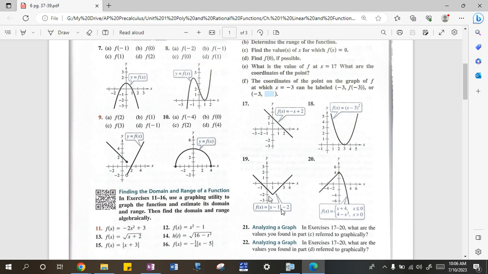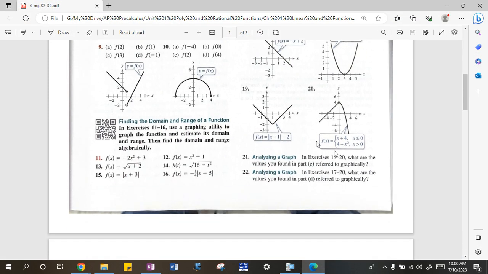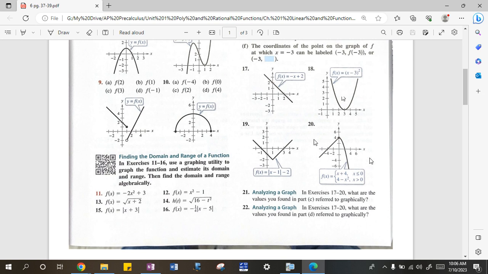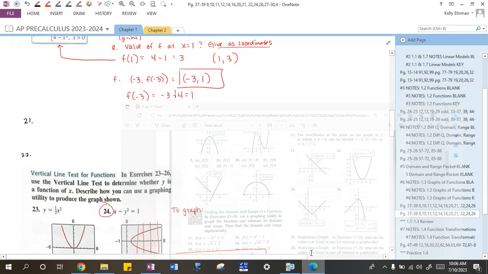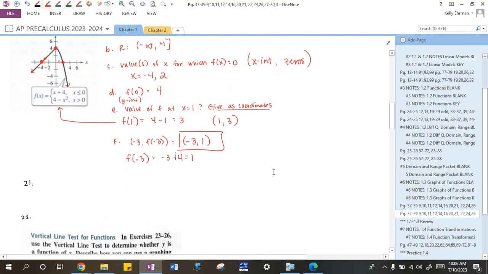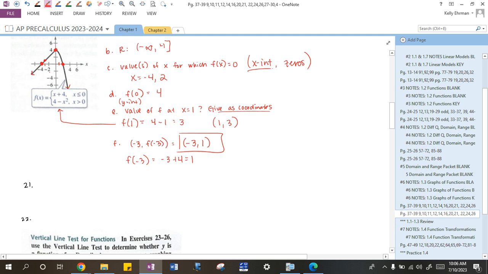Okay, 21's question. In 17 through 20, so for 20, what are the values you found in part C referred to graphically? So I think I actually wrote this down. Yeah, what are they referred to graphically? So on the graph, we call them x-intercepts. I think I wrote this out more in the key that I post, but x-intercepts when f of x equals 0.